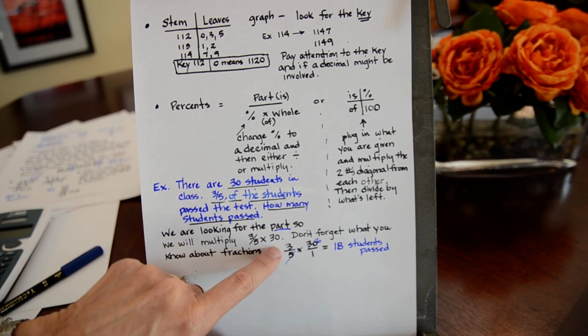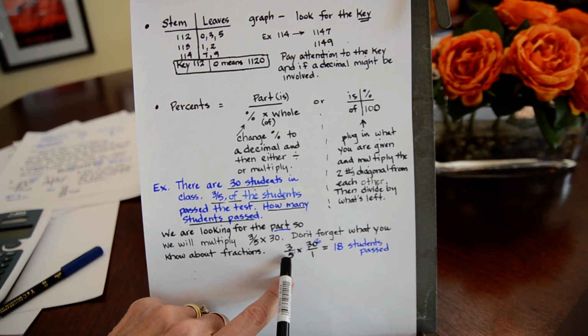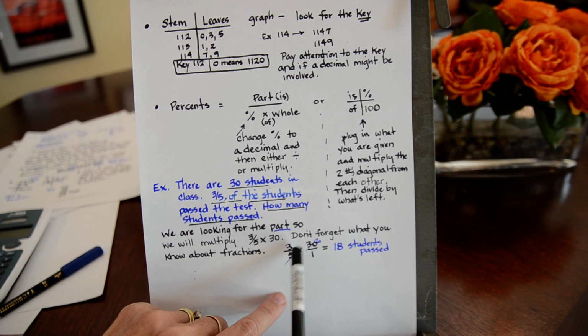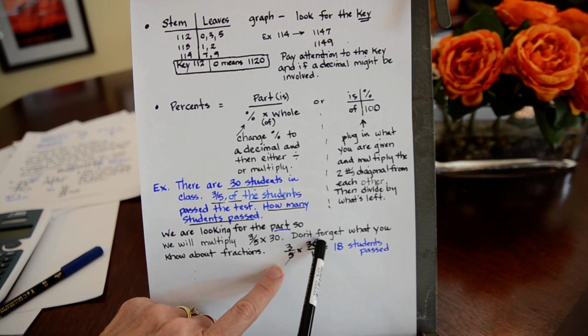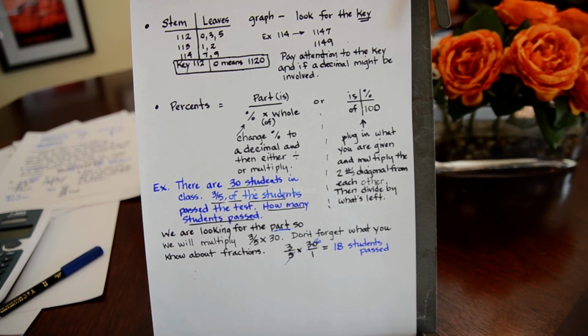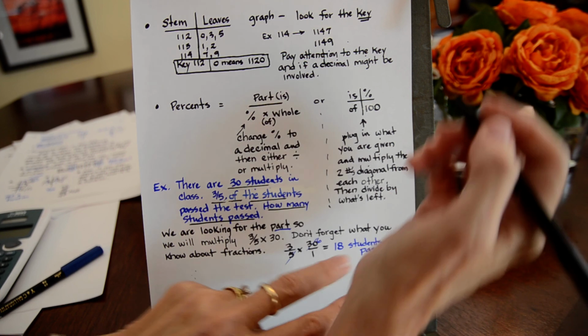So 3/5 times 30. So now don't forget what you know about fractions. So I put in the 3/5 times the 30 over 1. I could multiply straight across and then I could divide, but I like to divide first, especially if it's easy. And 5 will go into 30 6 times, and 3 times 6 is 18, so that is telling me that 18 students passed.